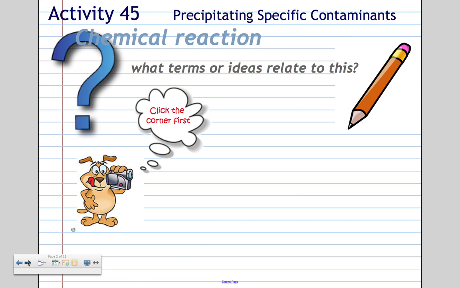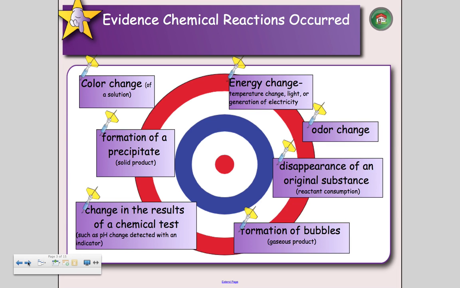Here we go. So these things that are on this target page are evidence of chemical reactions. These are things that should go in your online notebook as well. You can see up here a color change, meaning a color change of a solution. So if you had something that was colored like Kool-Aid, it now turned green.